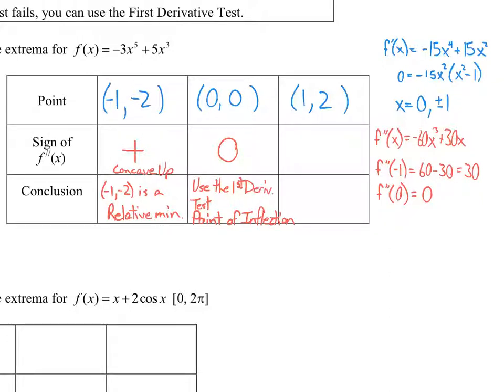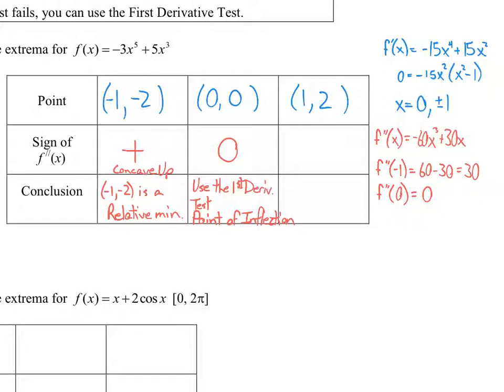Now, this is just kind of a common thing here. If the first and second derivative are both 0, then you do have a plateau point. And that plateau point is also a point of inflection.